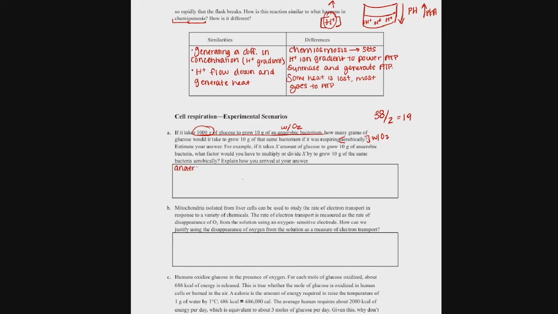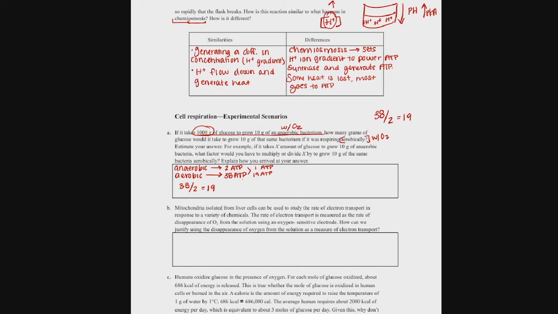In anaerobic, we generate 2 ATP. In aerobic, we generate 38 ATP. To see how much more efficient this is, 38 divided by 2 equals 19. So if we did 1 ATP here and 19 here, we could say that for 1 ATP molecule generated in anaerobic, there are 19 generated in aerobic. That's why it's 19 times more efficient.